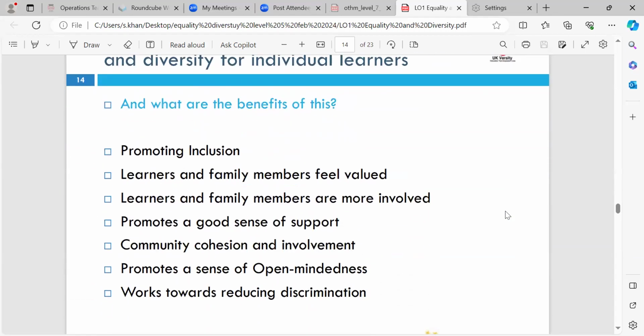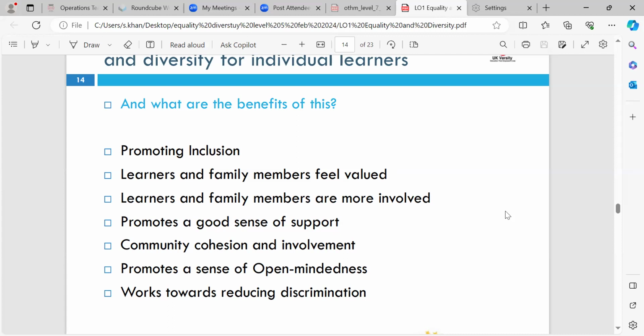And the benefits of that is that we try to promote inclusion. We try to make the learners and their family members feel valued and involved. 100%. If someone is not feeling involved, are we helping them? No. Will they feel excluded? Yeah. So we need to make sure that we promote some good sense of support for them and community cohesion and involvement, promote a sense of open-mindedness and work towards reducing any sort of discrimination, be it age, be it disability, be it religion. We need to try and avoid that and try to accept people for who they are.